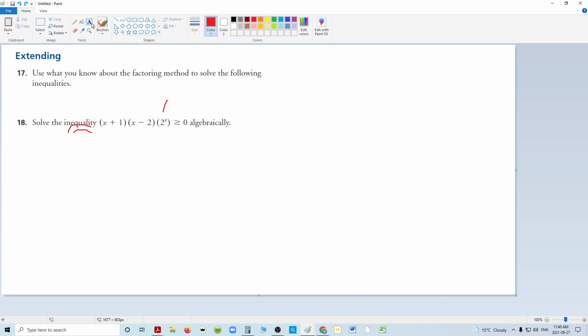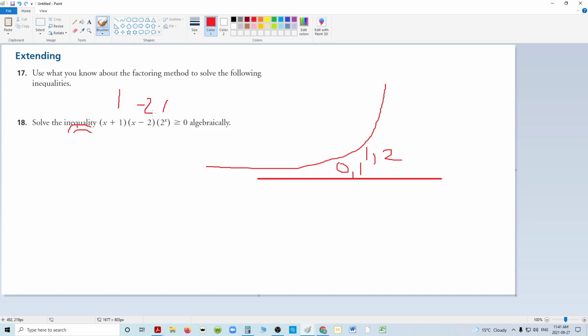This graph is normally hugging and going up, and it's going to go through the spots (1, 2) and (0, 1). But when x is 0, this becomes 1, and this becomes minus 2. So the whole thing would flip.